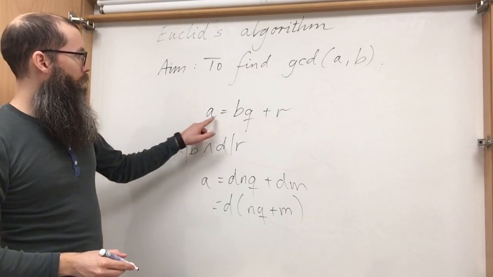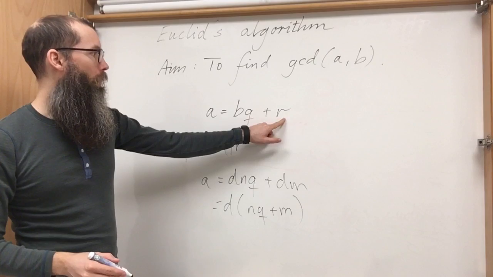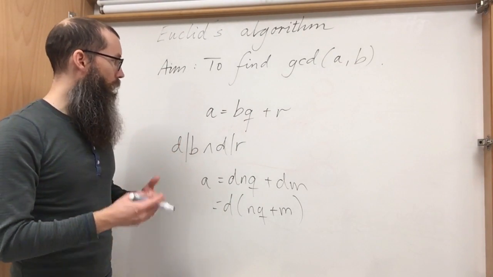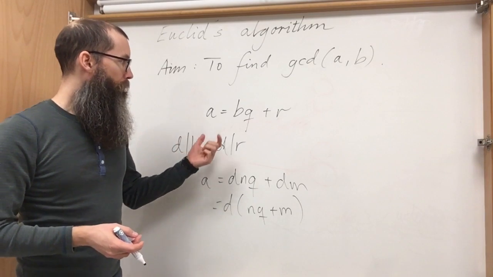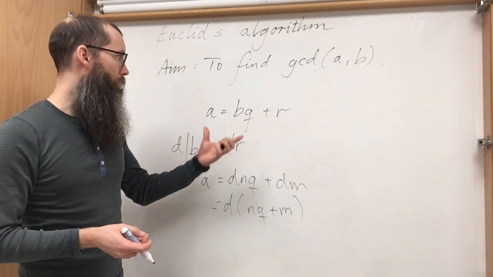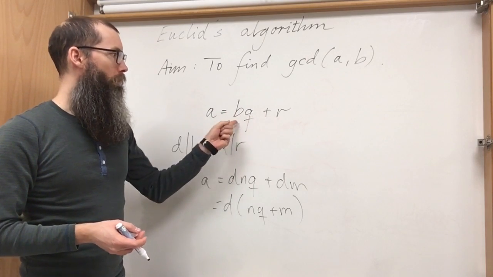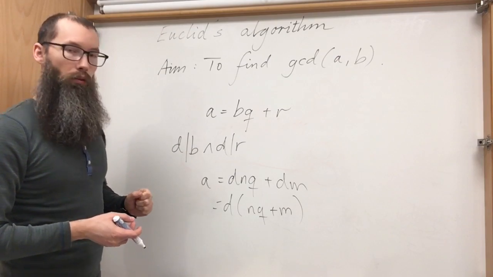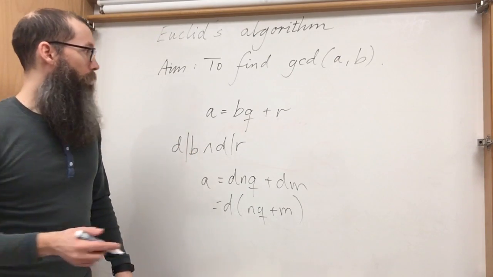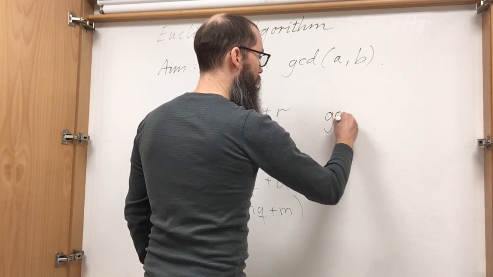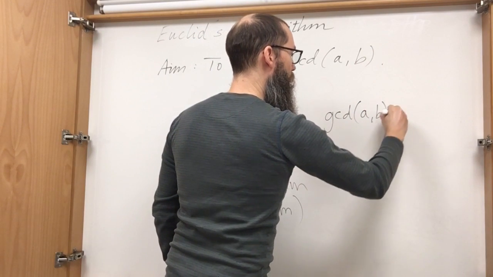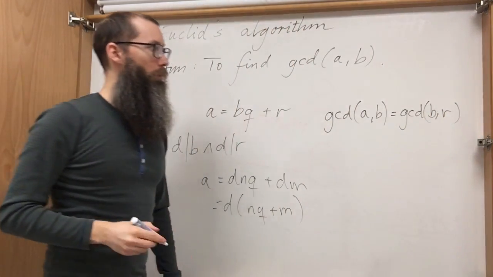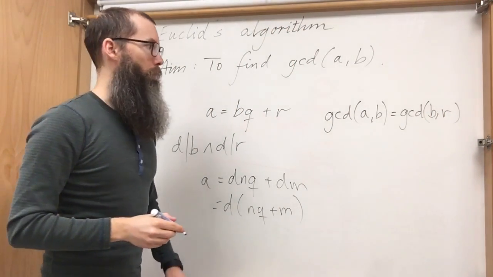So we see that common divisors of A and B will divide R, and common divisors of B and R will divide A. And that means the set of common divisors of A and B is exactly the same as the set of common divisors of B and R. And that means that the greatest element of that set would be the same. And that means that, in conclusion, the greatest common divisor of A and B equals the greatest common divisor of B and R. And that is the basis of Euclid's algorithm, as we'll see.